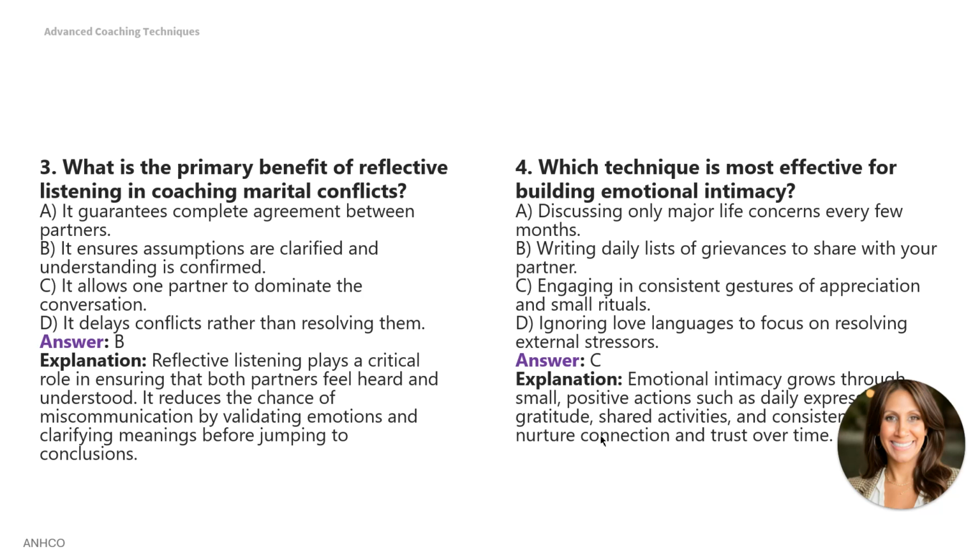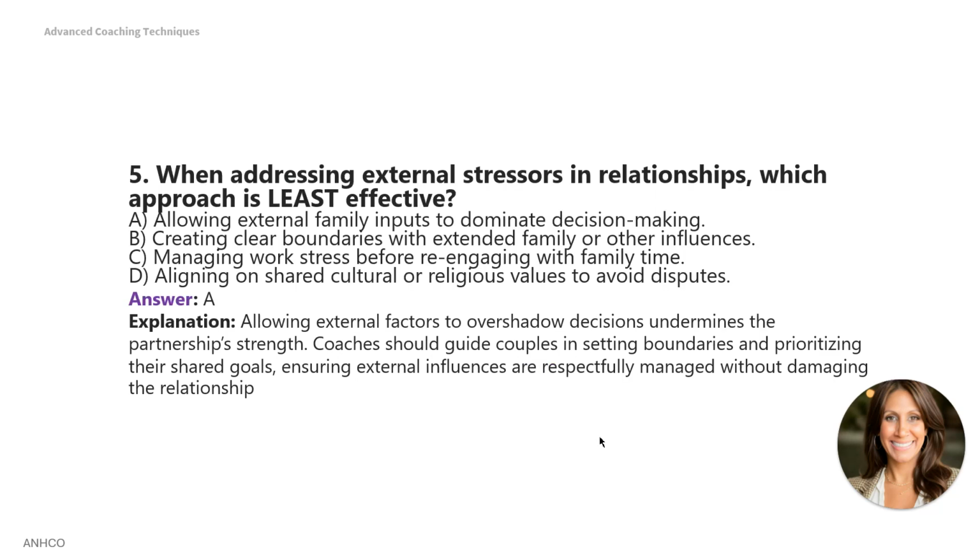Number 4. Which technique is most effective for building emotional intimacy? A. Discussing only major life concerns every few months. B. Writing daily lists of grievances to share with your partner. C. Engaging in consistent gestures of appreciation and small rituals. Or D. Ignoring love languages to focus on resolving external stressors. The correct answer is C. Engaging in consistent gestures of appreciation and small rituals.